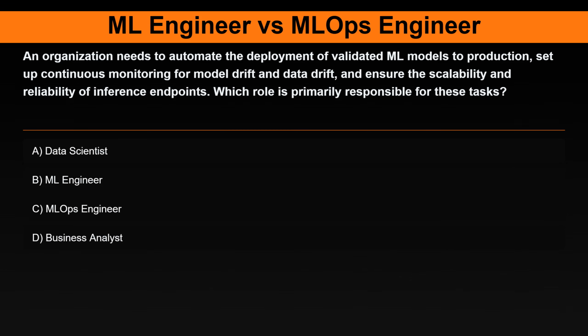Question 12. An organization needs to automate the deployment of validated ML models to production, set up continuous monitoring for model drift and data drift, and ensure the scalability and reliability of inference endpoints. Which role is primarily responsible for these tasks? Option A. Data scientist. Option B. ML engineer. Option C. MLOps engineer. Option D. Business analyst.